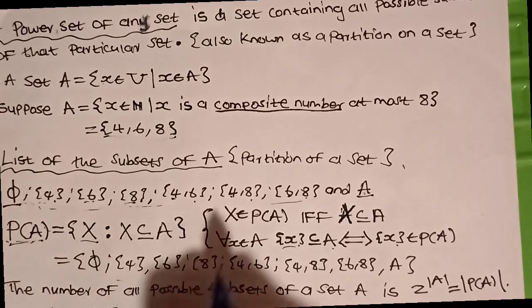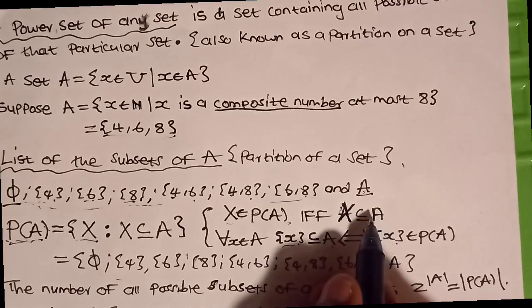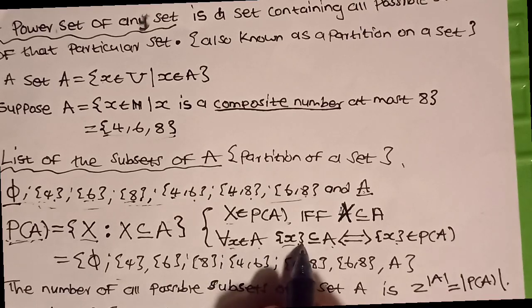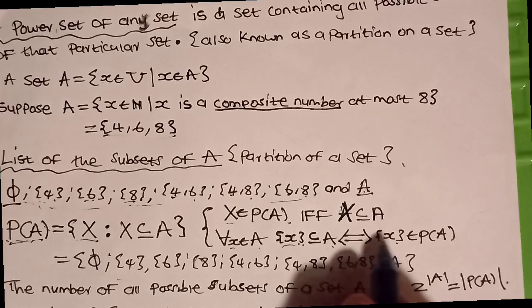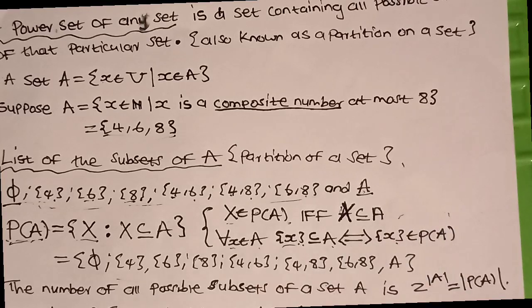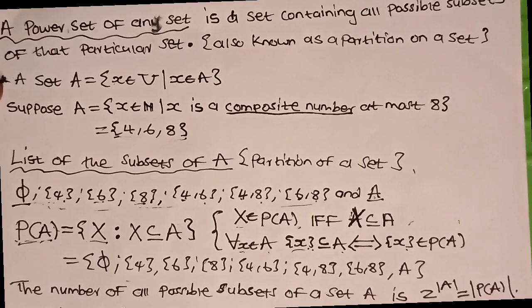We say that X is an element of the power set of A if and only if X is a subset of A. And also, for every X in a set A, singleton X is a subset of A if and only if this singleton X is an element of the power set of A. And this is what we need while doing the proofs. So remember, the number of elements in a power set, or the cardinality of a power set, is given by 2 to the power of the absolute value of A, where the absolute value of A is the cardinality of A, representing the number of elements in A.